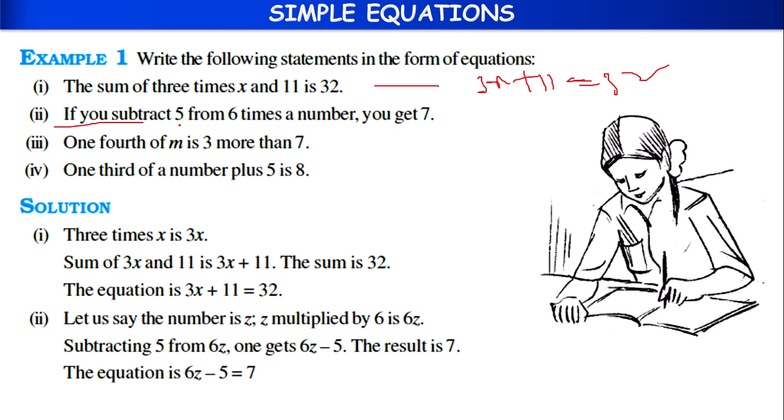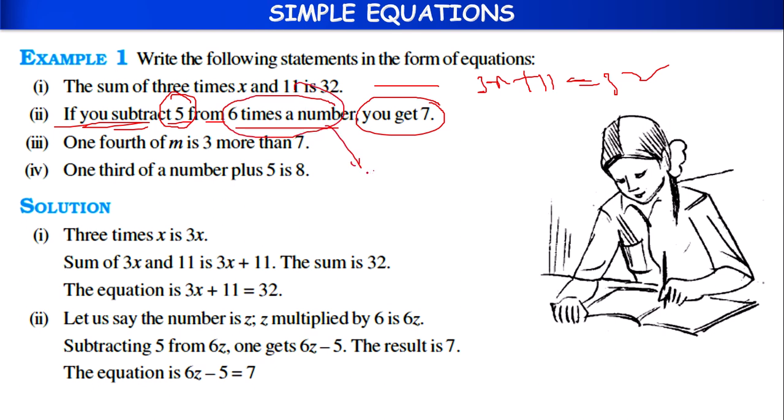If you subtract 5 from 6 times of a number, you will get 7. So what are you supposed to subtract? If you subtract 5 from what? From 6 times of a number. What is that number? We don't know.